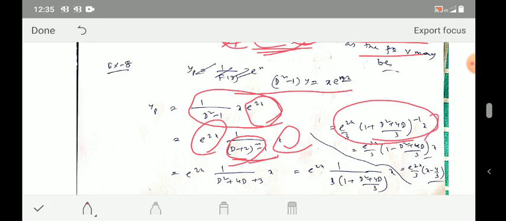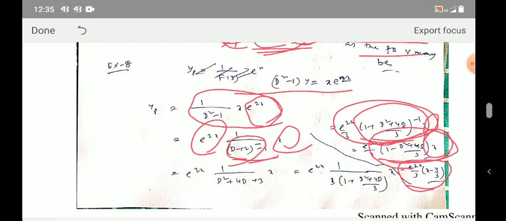x is a polynomial of degree 1 only, therefore I expand this: 1 plus x whole to the power minus 1 as 1 minus x plus x square minus x cube. These terms will come, but if D square or D cube or D to the power 4 comes, then the derivative of x becomes 0. Therefore I only considered the first term, and after differentiating I will get the particular integral like this.